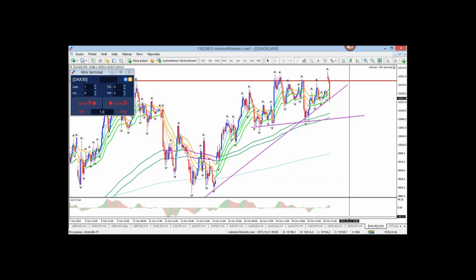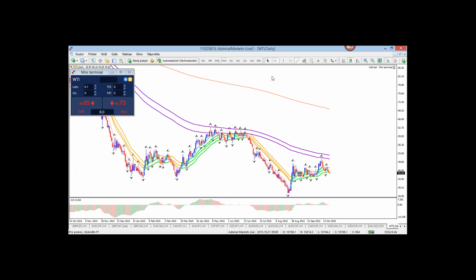All right, gold. Well, this looks like a bull flag. A break above this trend line, I think, is a decent breakout trade.